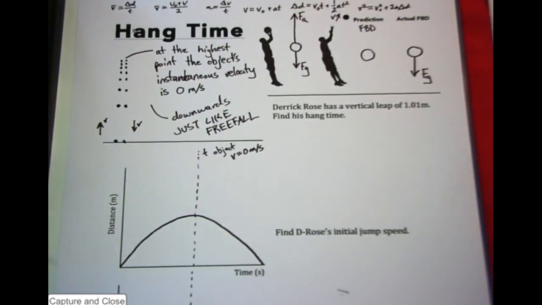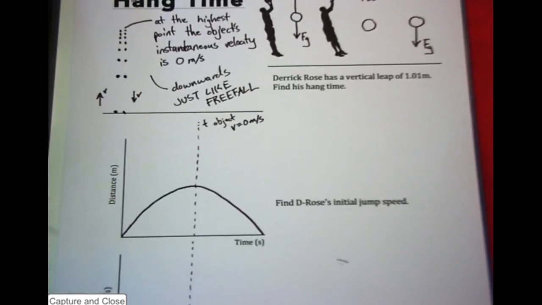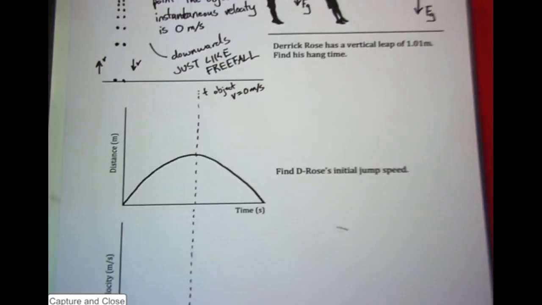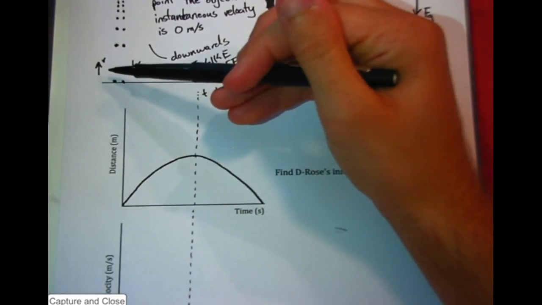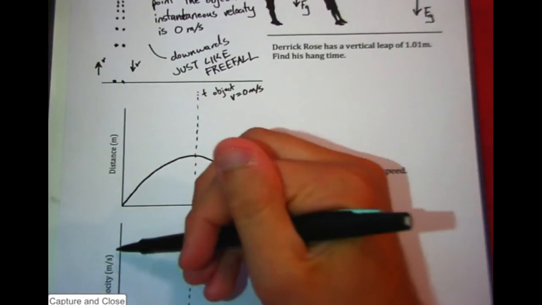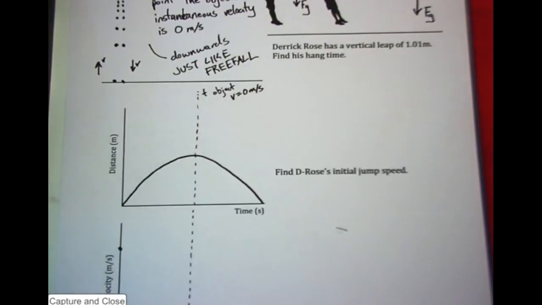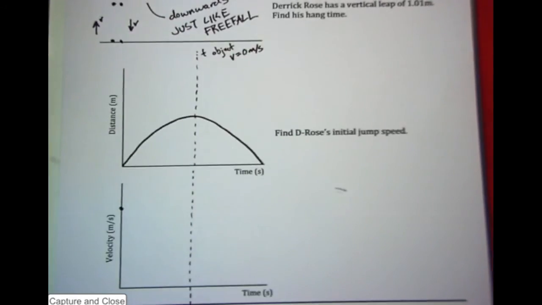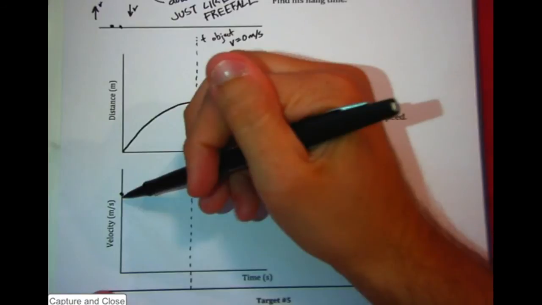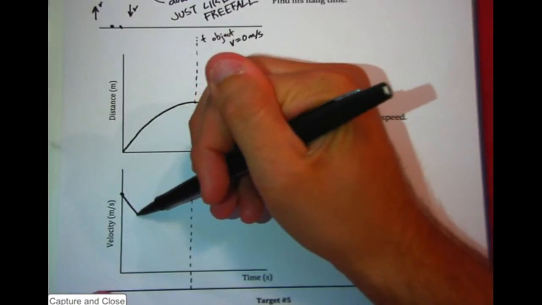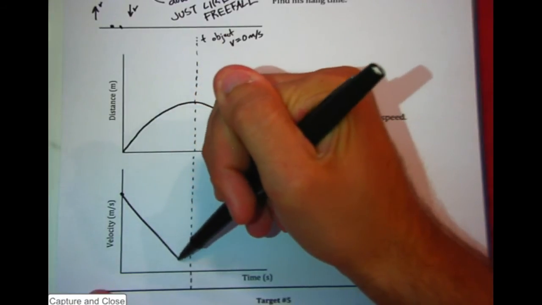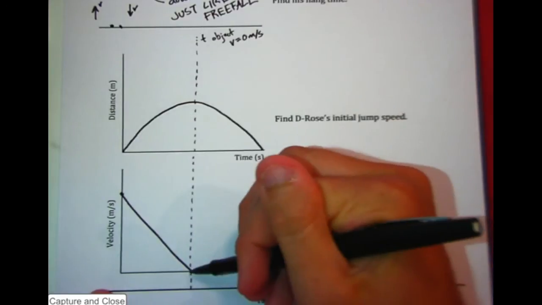Let's look at the velocity versus time graph. When the ball is initially launched up in the air, it has a velocity. And so we're going to put our initial point right about here. Right? And as it goes upwards, the ball is going to decrease its speed, so its velocity is going to decrease until it gets to that highest point where the velocity is 0.